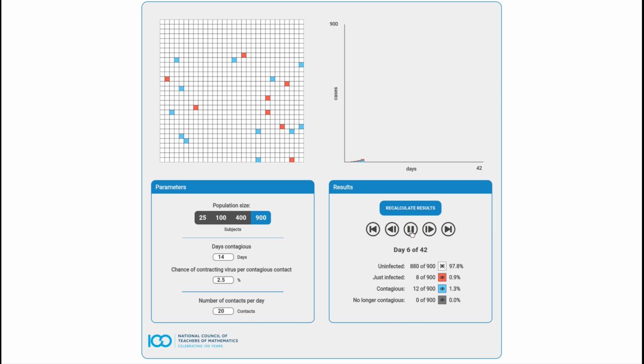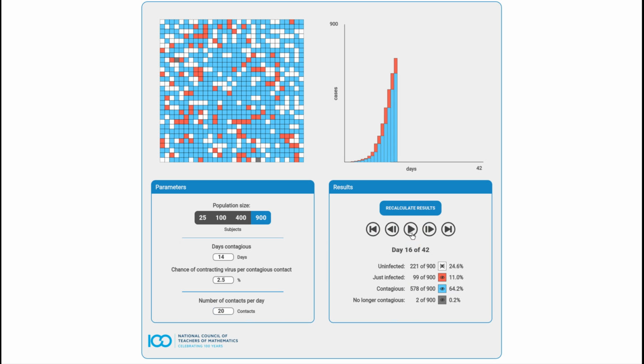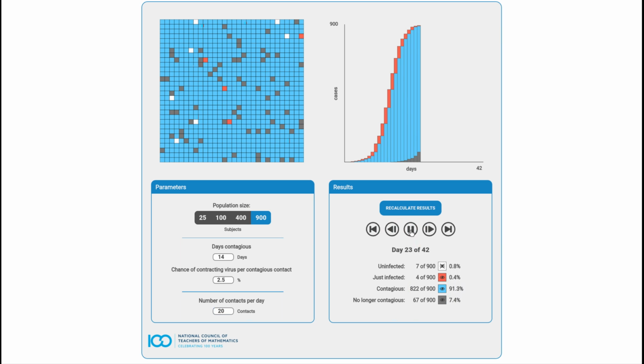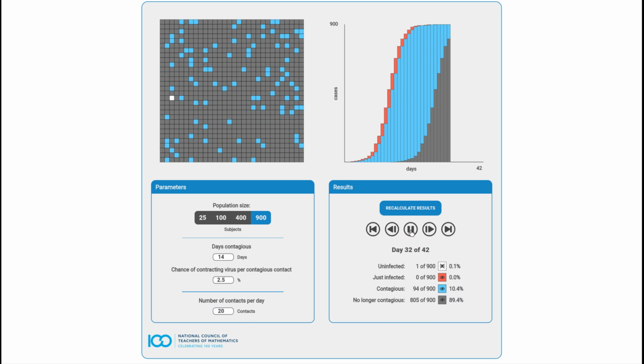This is one person bringing it into a small high school. On day 15 or 16, the first person is no longer contagious, but look at that, 64% of the school is contagious. They have the coronavirus right now. 11% got infected today, and 24.6% have not been infected. Well, let's see what happens by the end of the 42 days here. That is called not bending the curve. Well, the curve is bending now because there's no one else to get sick.